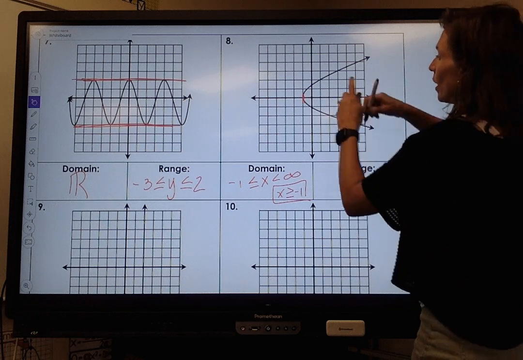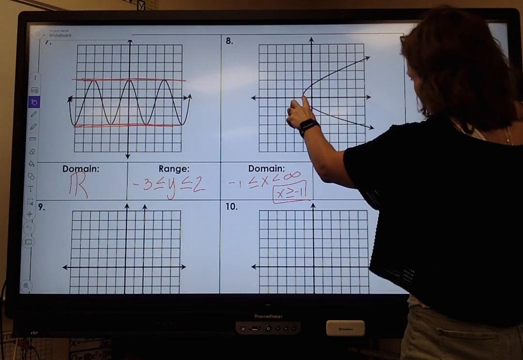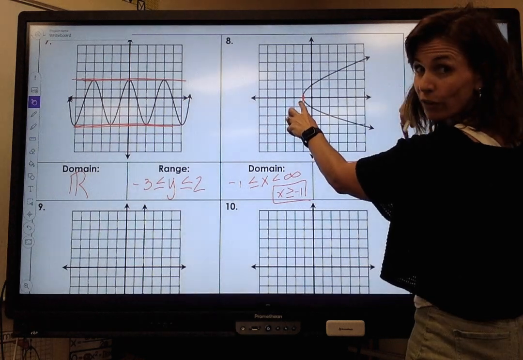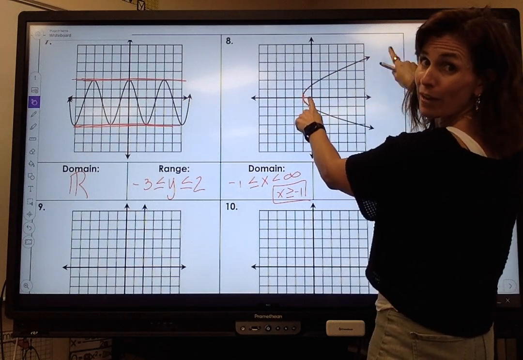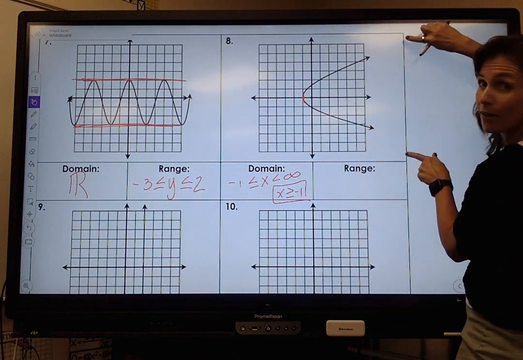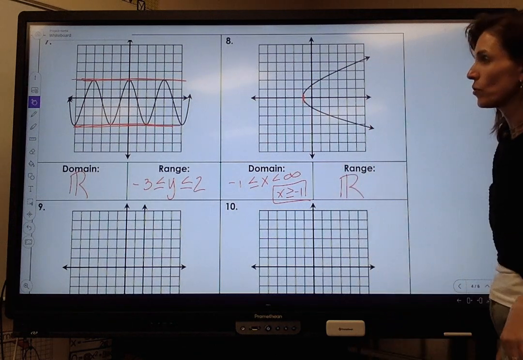Look at my range. How far down is this graph going to go? If this graph were to continue, it's going to go down forever and ever. And how far up is it going to go? It's going to go up forever and ever. So it's going to go down and up forever, which means all real numbers. That's my range.